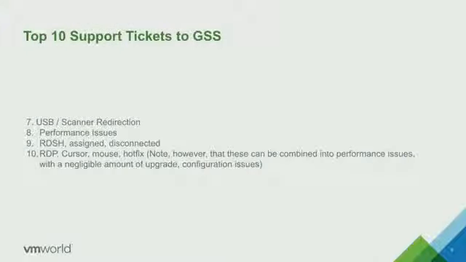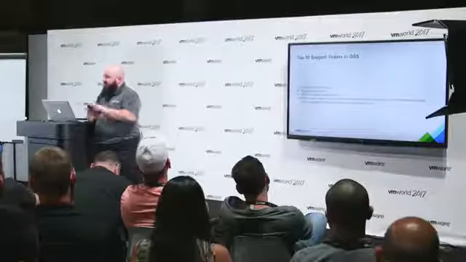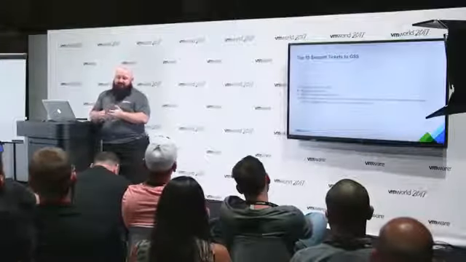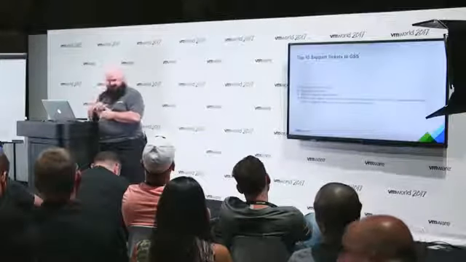USB scanner redirection. This has been one that's sort of on and off the charts over the years. USB overall, we've gotten better with it. We've improved the USB drivers.